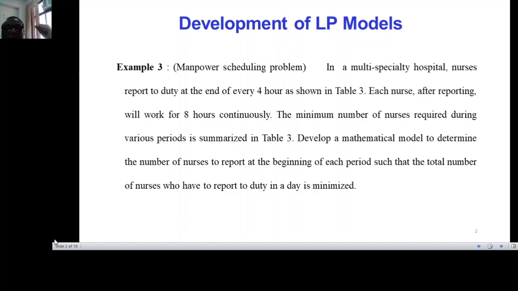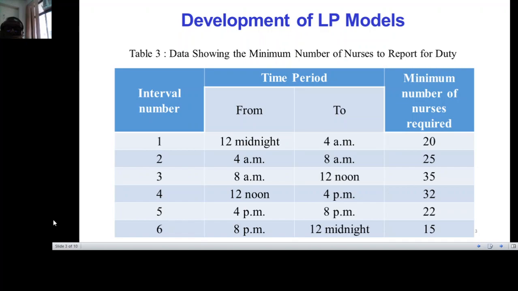The time period shown in this table is from 12 midnight to next day 12 midnight, and after every 4 hours nurses are arriving, and the minimum number of nurses required during that period is also shown. For example, from 12 midnight to 4 am, minimum number of nurses required is 20.